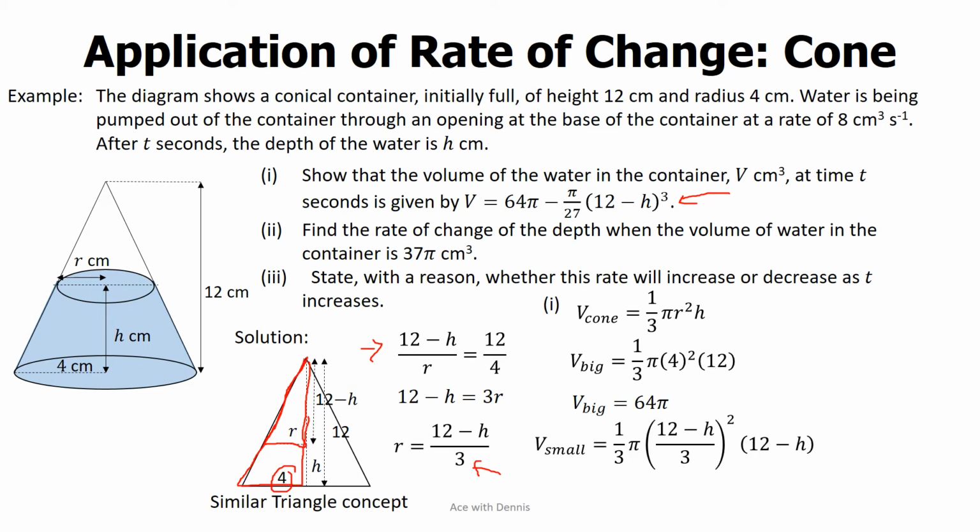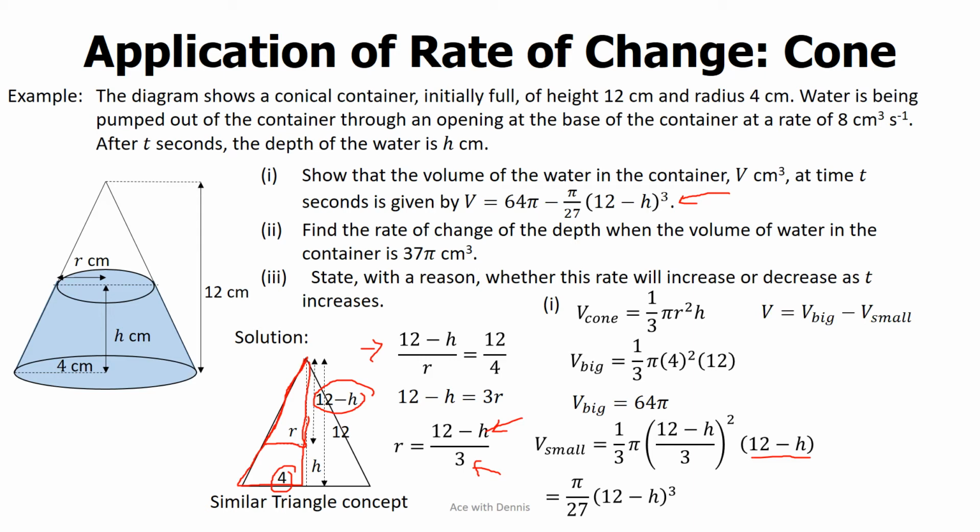The volume of the small cone will be 1 over 3 pi, and the radius is (12 minus h) over 3, squared, which we have already gotten here. Remember, and then the height will be 12 minus h, which is this one. From here we can simplify this equation, which becomes pi over 27 times (12 minus h) cubed.